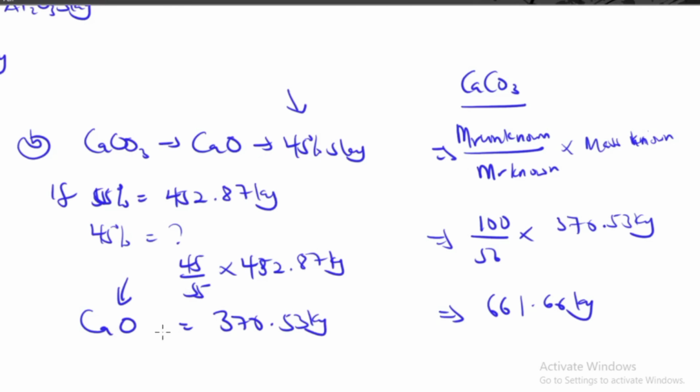After getting the calcium oxide, we need the flux, which is the calcium carbonate, the mass of it. So you do molar mass of unknown over molar mass of known times the mass of known. MR is molar mass, and then the mass of known. Then you get the amount of flux needed.